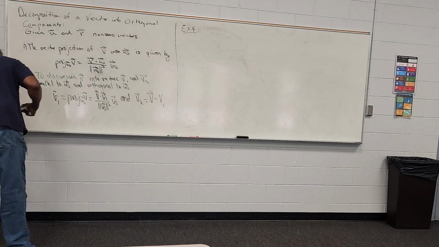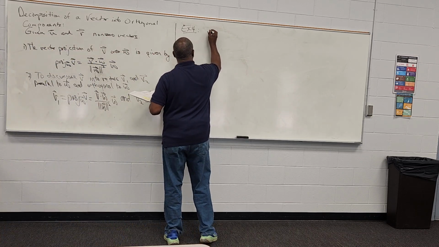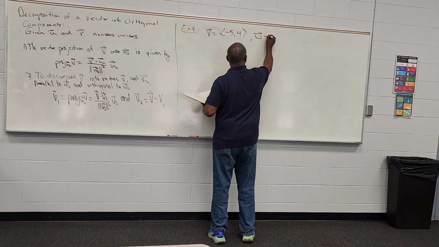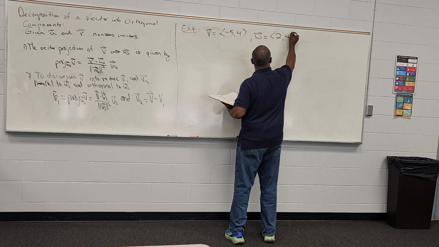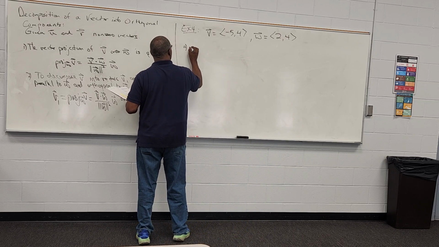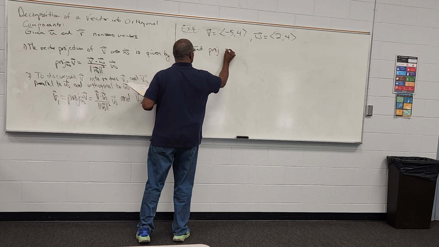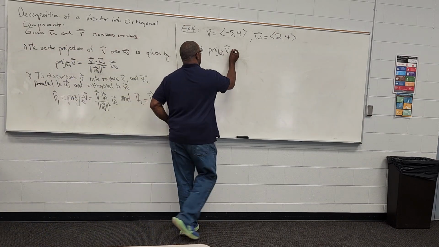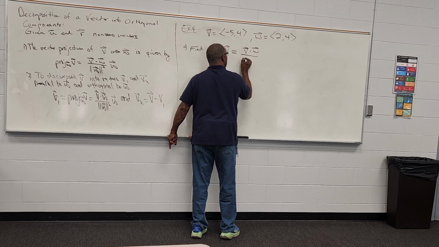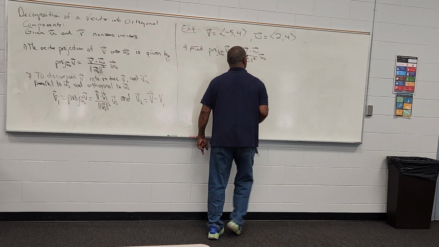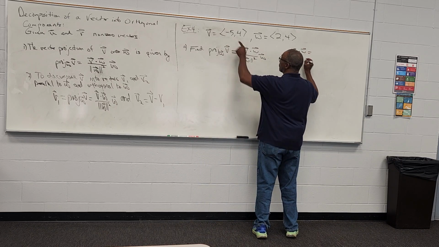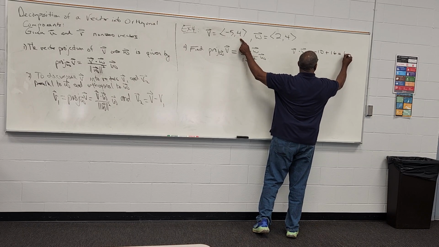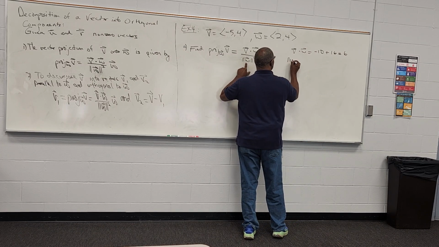Example 4. Given V equals negative 5, 4, so vector V is negative 5, 4. Vector W is 2, 4. They want me, part A, to find the projection of vector V onto vector W. Well, according to that formula, this is V dot W over the norm of W squared, times W. So somewhere I've got to do V dot W. So take the dot product of these two vectors. Negative 5 times 2 is negative 10. 4 times 4 is plus 16. That's 6.